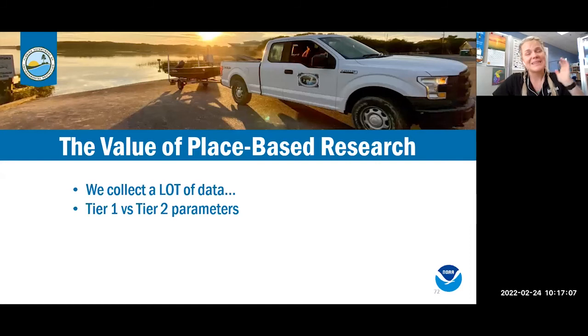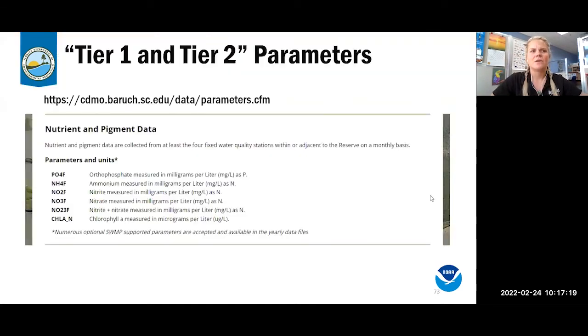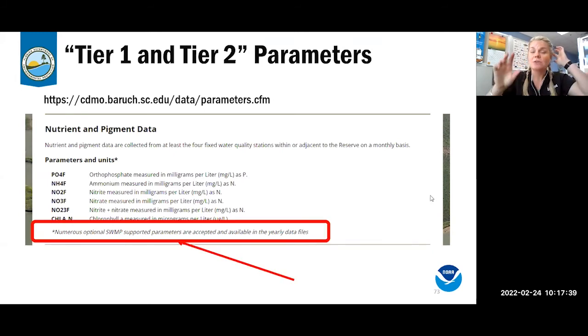And then really quick, lastly, before we open it up to questions, I really want to highlight the value of the place-based aspect of our SWMP research within this national program. We do collect a lot of data, and there's things called tier 1 and tier 2 parameters. And so when you go on the Centralized Data Management Office and you look at the parameters that we're all required to submit, you'll see under the nutrients that there are 6 parameters that every reserve is required to collect. But then there's this little asterisk that says, hey, there's also optional things that you could download as well.